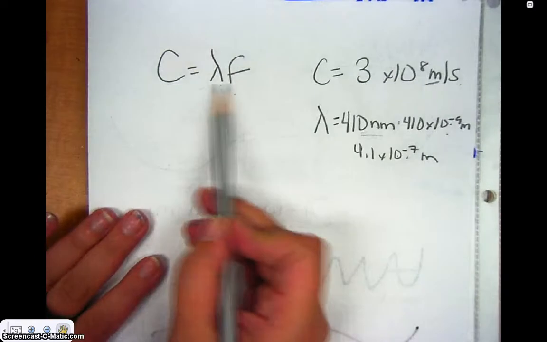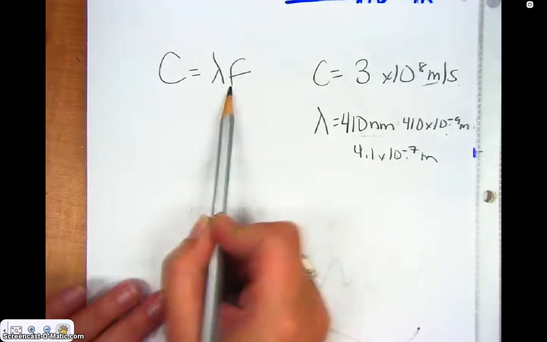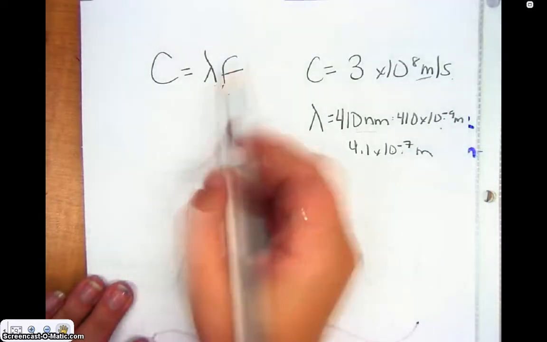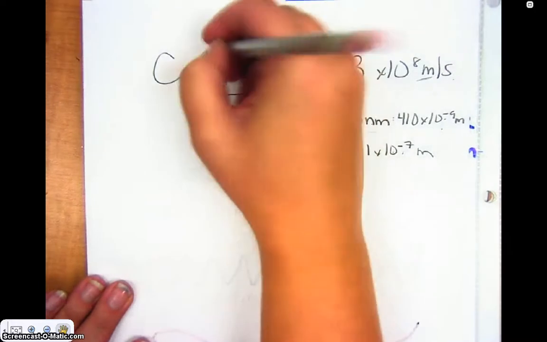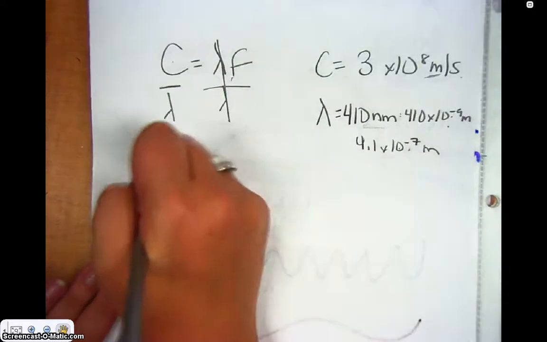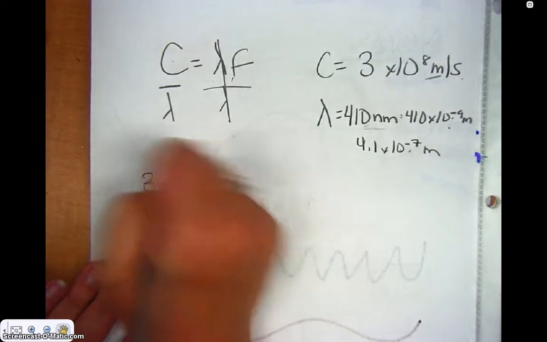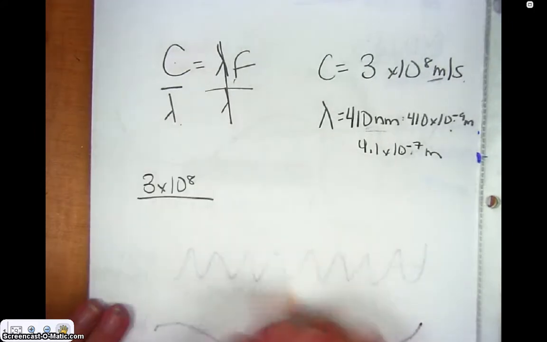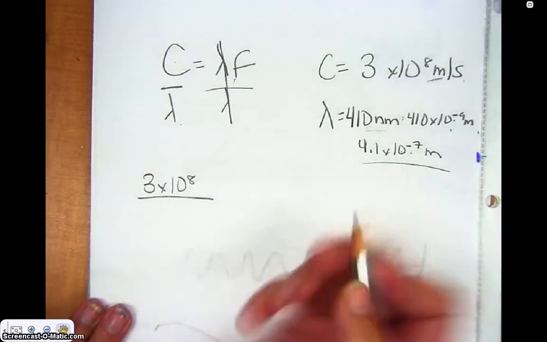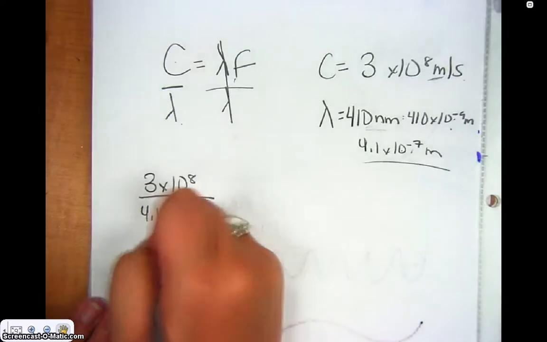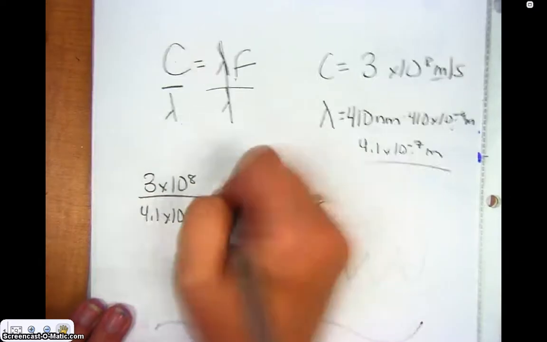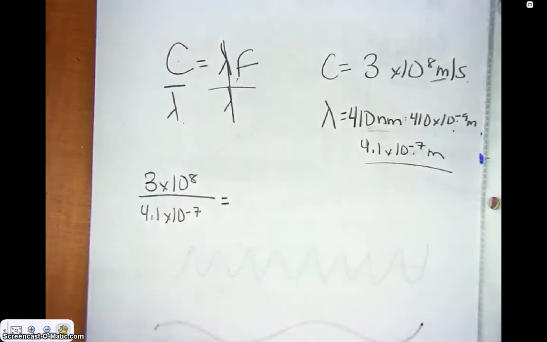So if I want to solve for frequency, I'm going to divide by wavelength on both sides. And so I will get that the speed of light, 3 times 10 to the 8th, divided by the wavelength, which is right here, 4.1 times 10 to the negative 7th, is going to give me my frequency. So let me grab a calculator quick.